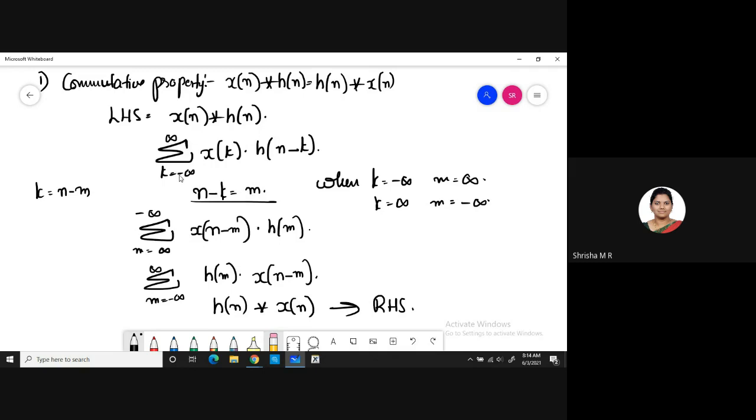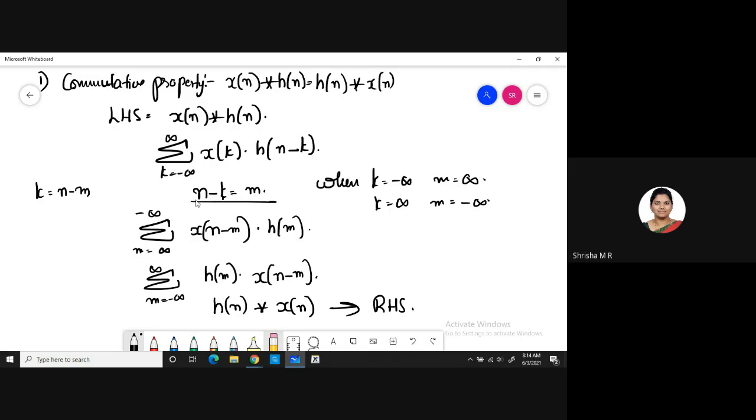So when the lower limit is minus infinity, what happens to m? You have n minus of minus infinity, so it will become plus infinity. M is plus infinity. Next, if k is equal to infinity, what happens to the lower limit, upper limit?